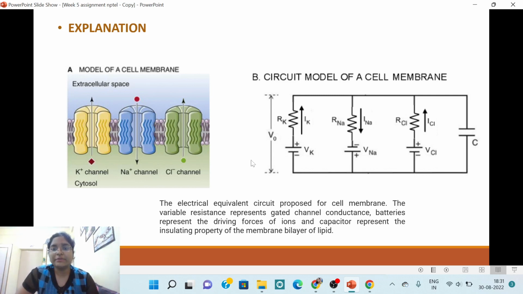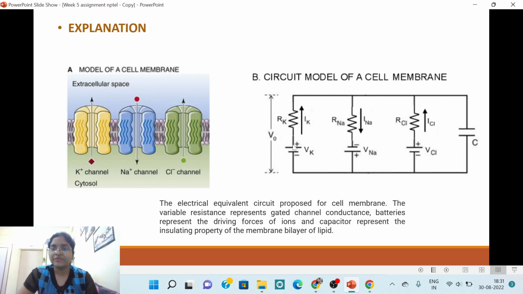So this circuit model of a cell membrane is equivalent to this model of the cell membrane, that is K plus channels, Na plus channels, and chlorine channels. These occur as resistors in the circuit model, that is Rk is the potassium channel, and likewise the sodium channel and chlorine channel. So these are acting as resistors, right? The variable resistance represents gated channel conductance, that is the gated channels. Batteries represent the driving force of ions, the force through which ions move across the membrane.